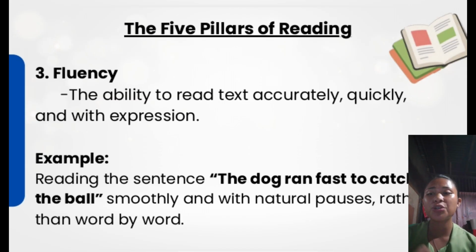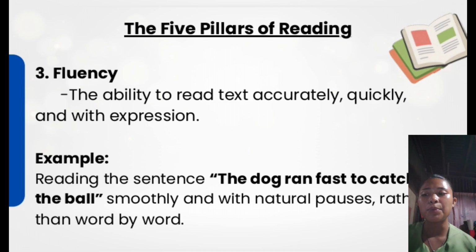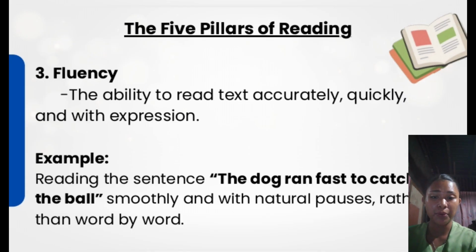Now let's proceed to another pillar of reading, which is fluency. Fluency is the ability to read text accurately, quickly, and with expression. Fluency bridges decoding and comprehension. If children read slowly or hesitantly, they can focus only on words, not meaning. Fluency allows the brain to focus on understanding the story. For example, reading the sentence, the dog ran fast to catch the ball, smoothly and with natural pauses rather than word by word.